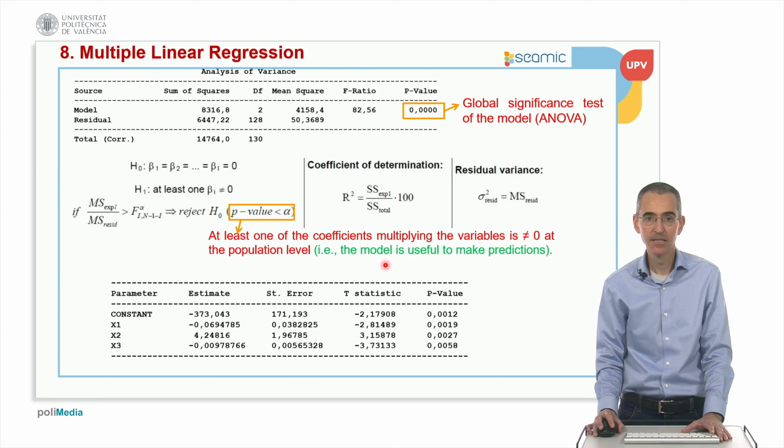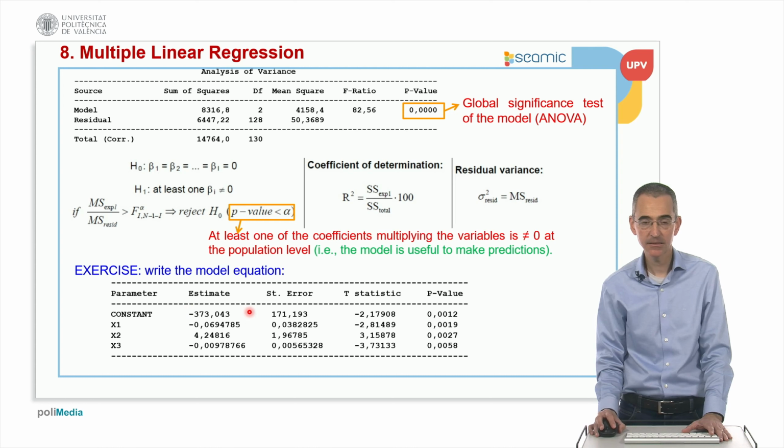Okay, well, now in this case it's multiple linear regression. You have 3 explicative variables. All of them, the p-values are very small, smaller than 0.01. So an exercise could be to write the model equation. That would be the constant plus this estimated value multiplied by x1 plus this estimated value multiplied by x2 plus the third estimated value multiplied by x3.